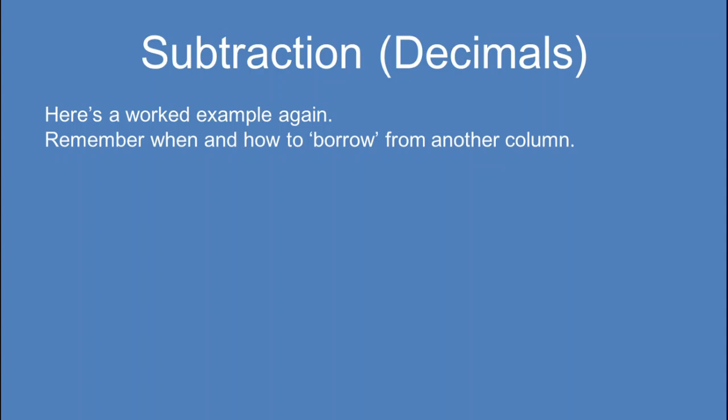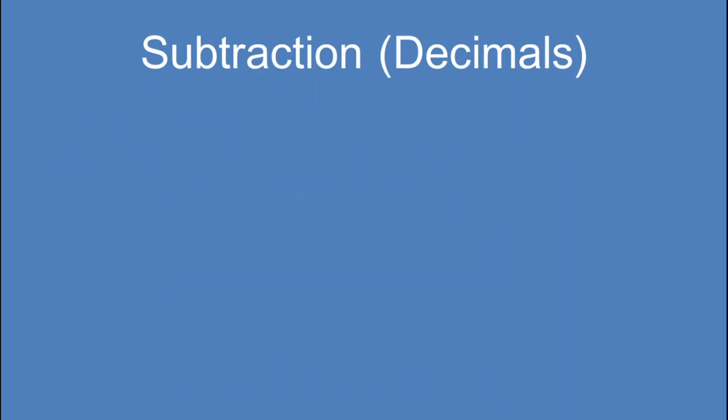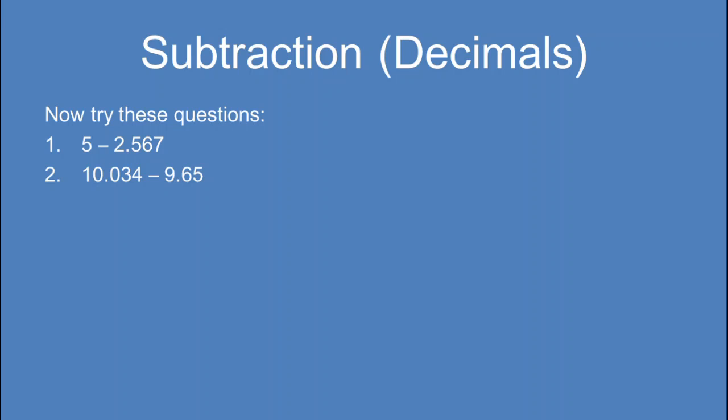Here is another worked example again. Remember when and how to borrow from another column. The calculation is 34.0125 minus 2.62. Now try these questions. Question 1, 5 minus 2.567. Question 2, 10.034 minus 9.65. Question 3, 3.7 minus 2.597.